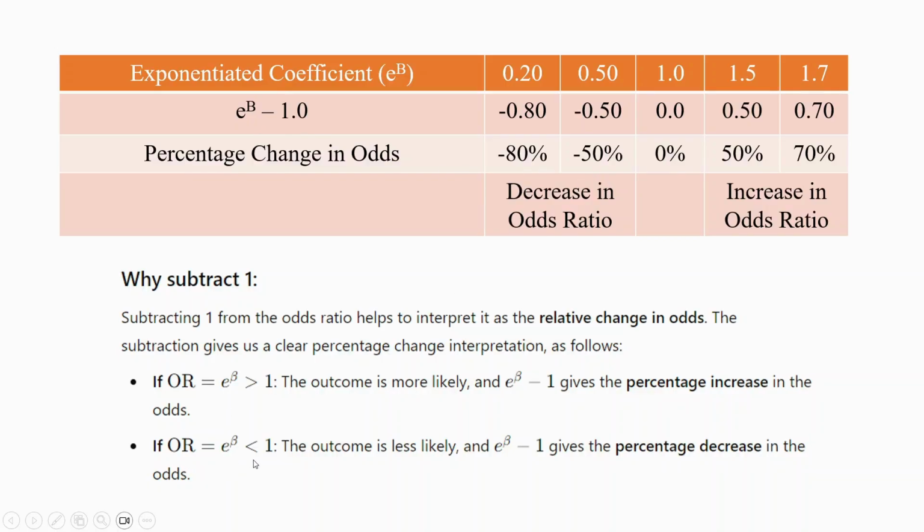If e beta is less than 1, the outcome is less likely, and e beta minus 1 gives a percentage decrease in the odds. So minus 1 gives minus 0.80, minus 0.5, 0, 0.5, 0.70. This is the percentage change in odds. If I convert it into percentage, minus 80% and minus 50% is a decrease in odds, and this will be an increase in odds of 50% and 70%.